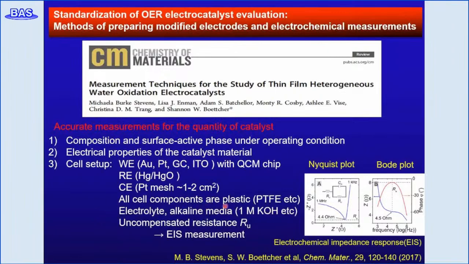The uncompensated resistance of the electrode and catalyst is then measured using the AC impedance method, EIS. Here is an example of an equivalent circuit. The Nyquist plot and Bode plot are used for the measurement.